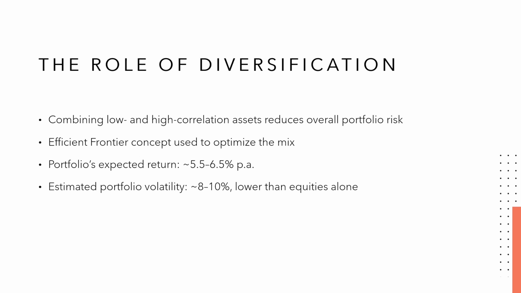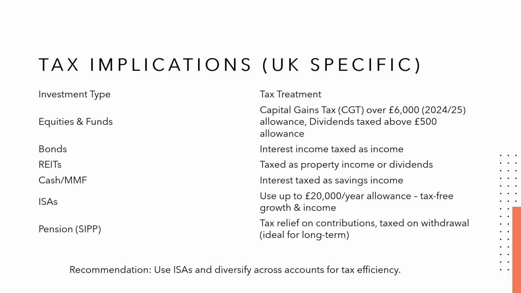This slide shows some of the tax implications in the UK. So equities and funds are subject to capital gains tax once the gains pass the annual allowance of £6,000 for this tax year. In addition, dividends are taxable above the £500 dividend allowance. Bonds, including government and corporate, don't benefit from capital gains tax exemptions. Any interest earned is taxed as income.